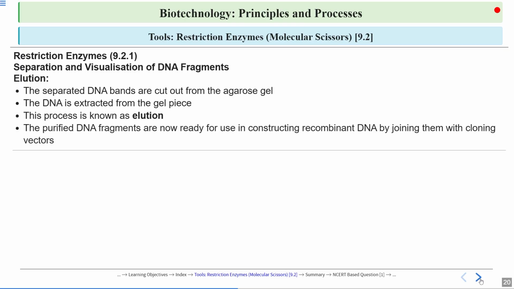Now, the purified DNA fragments are ready for use in constructing recombinant DNA by joining them with cloning vectors. As we have got the DNA fragment that we wanted, now we can join it to the cloning vectors to make the recombinant DNA.